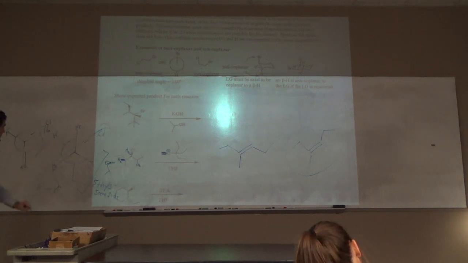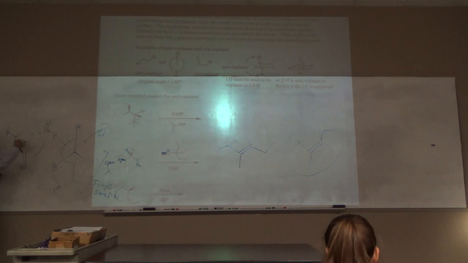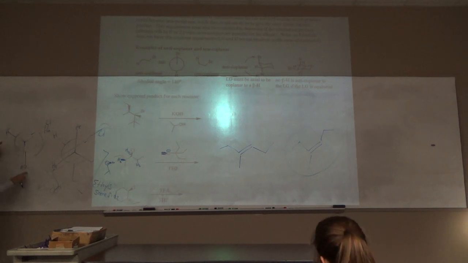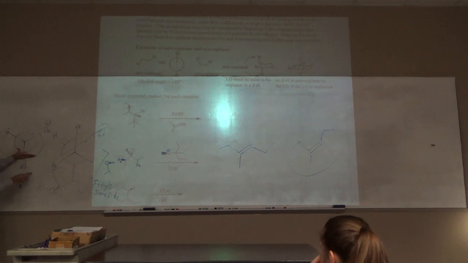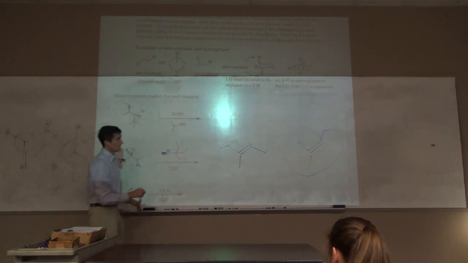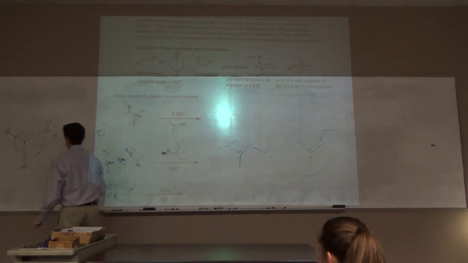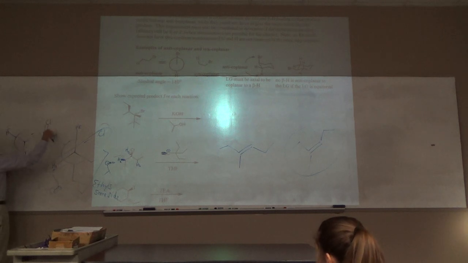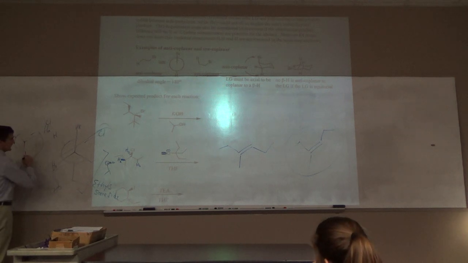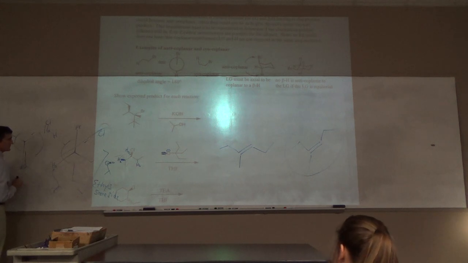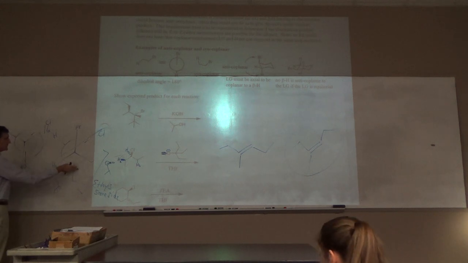To get the product on the left, it would have to have eliminated like this originally. Here, the methyl and the ethyl are on the same side. Like this, methyl and ethyl. To get that product, it would have to eliminate from like this. Base takes H, electrons move in, chlorine off. But that's a syn-coplanar arrangement of the H and leaving group. This thing has free rotation, okay? It's going to prefer to eliminate from here.